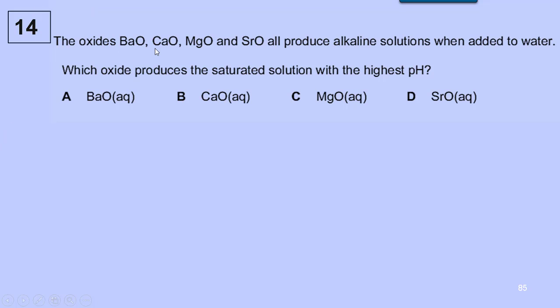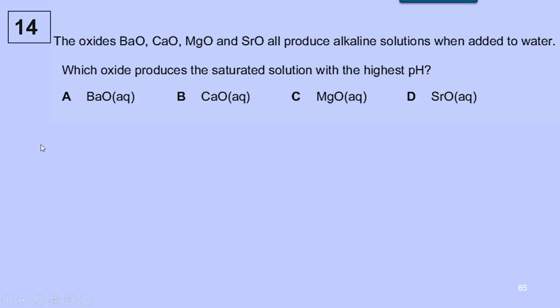The oxides barium oxide, calcium oxide, magnesium oxide, and strontium oxide all produce alkaline solutions when added to water. Which oxide produces the saturated solution with the highest pH? We have mentioned before, the solution of higher pH is the most alkaline solution. Of course, you have to know that all of these elements belong to the same group, which is 2A.